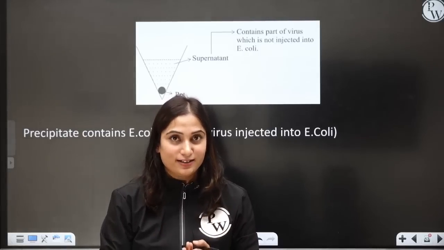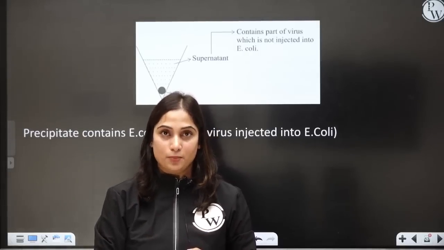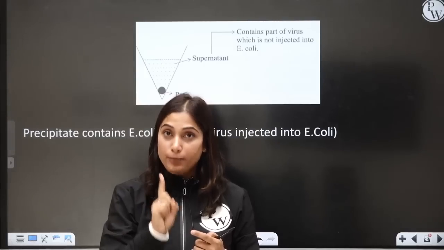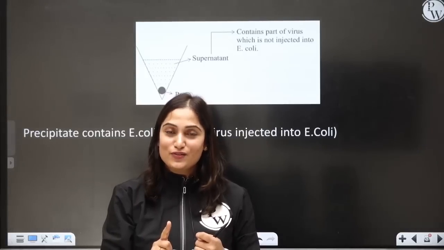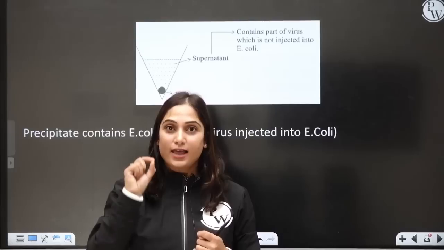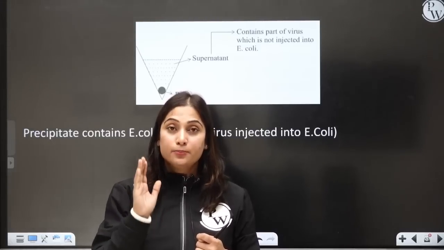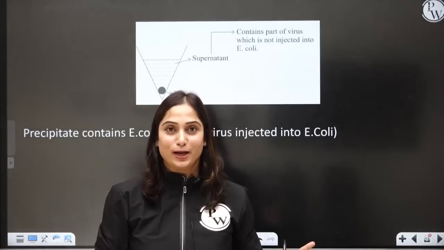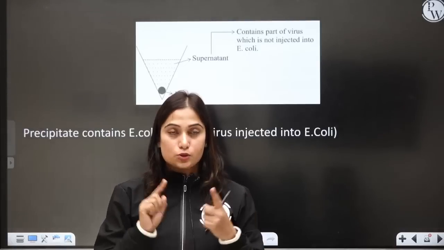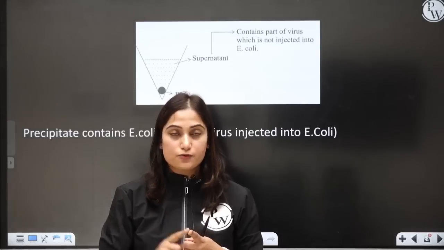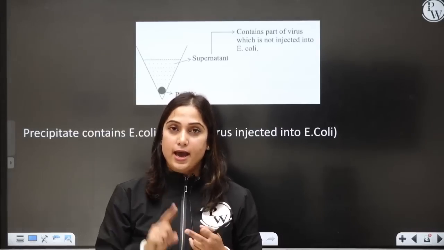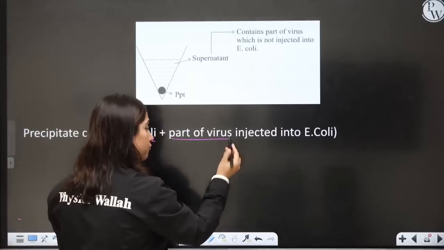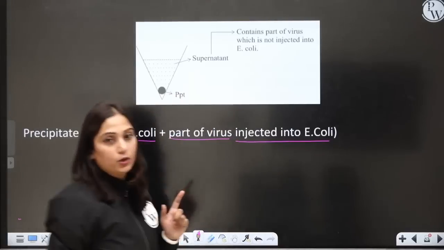In the precipitate, there would be the heavier part. That means, in the precipitate, there would be E. coli cell plus the part of virus which is injected into the E. coli. That will precipitate. And the part of virus which is not injected into the E. coli would be present in the supernatant. So what we know right now is that the supernatant will have the part of virus which is not injected into the E. coli, and the precipitate would be having E. coli plus the part of virus injected into the E. coli.